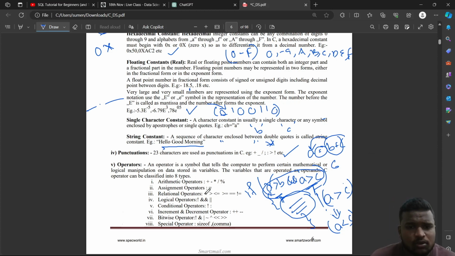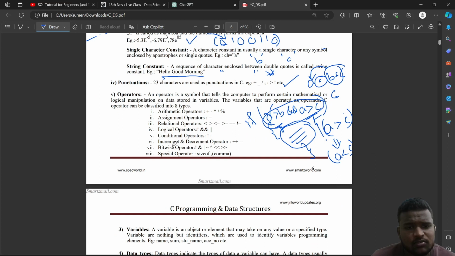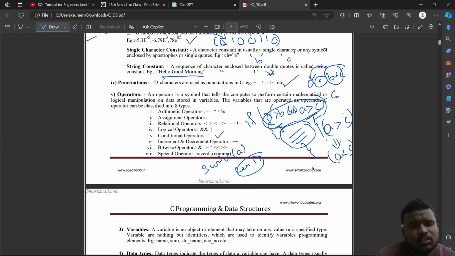Now coming to the conditional operator. This is used in switch case, like when you switch A and then case 1, we use this condition. In switch cases we use these conditional operators.